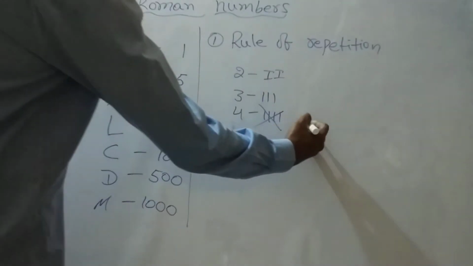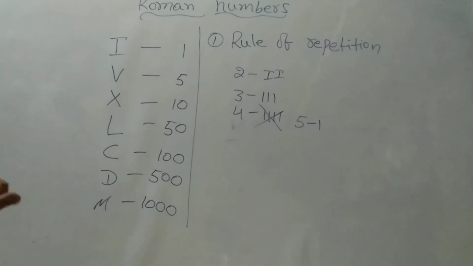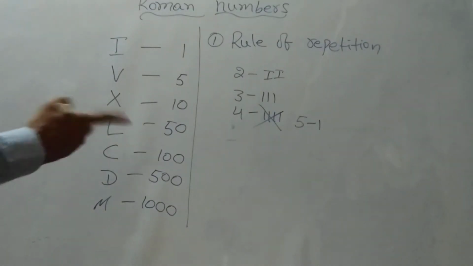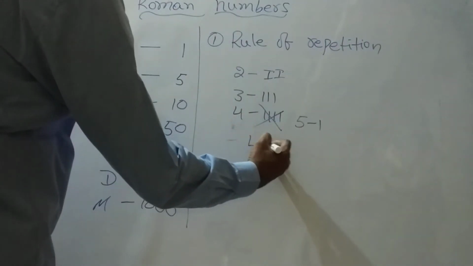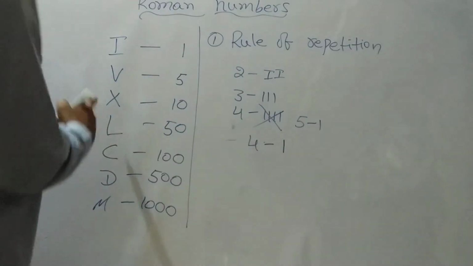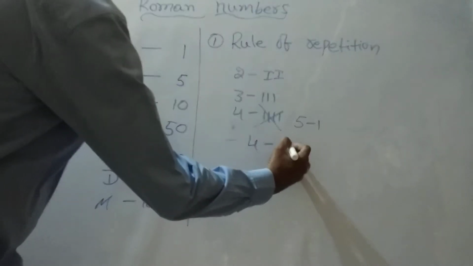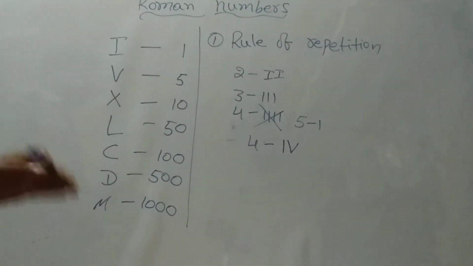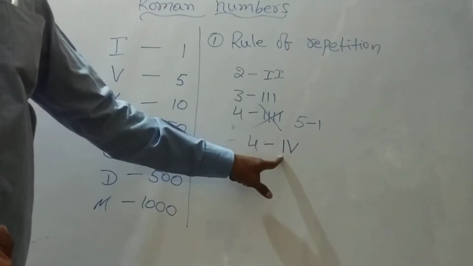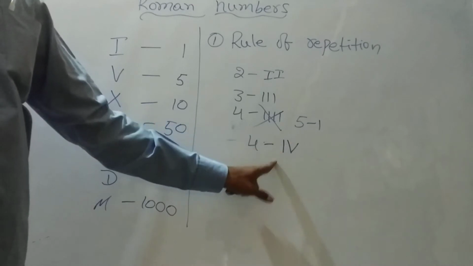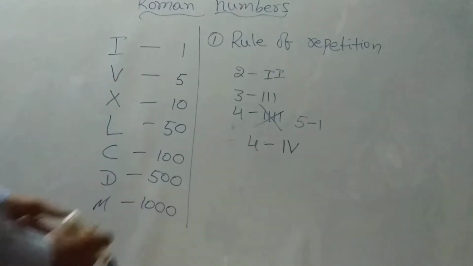4 means we can write 5 minus 1. In the Hindu Arabic system, 4 can be written as 5 minus 1. What is the symbol for 5? V. Minus 1 means we write it on the left side of the larger symbol. The larger symbol here is V, so IV. If the smaller symbol exists on the left side of the larger symbol, it is subtracted. This will be studied in the next rule.